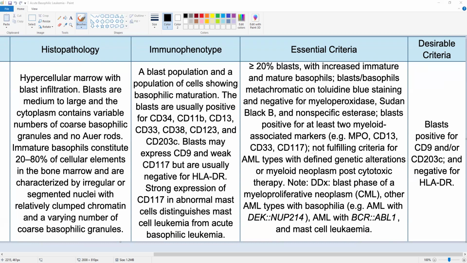The differential diagnosis for this entity includes blast phase of a myeloproliferative neoplasm, specifically chronic myeloid leukemia, as well as other acute myeloid leukemia types with basophilia, like AML with DEK-NUP214 fusion. And other entities in the differential diagnosis are acute myeloid leukemia with BCR-ABL1 fusion and mast cell leukemia. A desirable criteria is identifying blasts that are positive for CD9 or CD203c and negative for HLA-DR.